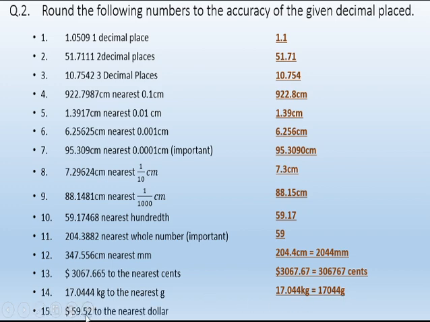Similarly, 59.52 to the nearest dollar. Now it says to the nearest dollar, so we'll be considering the dollar, we'll not be considering 0.52, but we are removing this number. The first number is 5, which is 5 or more, so it will add 1 here. So 59 will become 60, so this will be $60. So hope you understand about the rounding of the numbers.